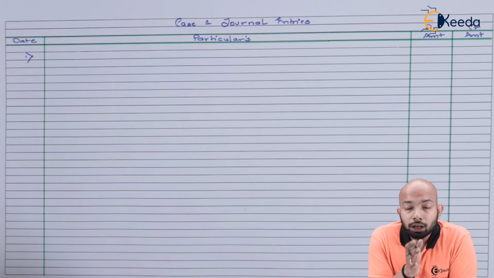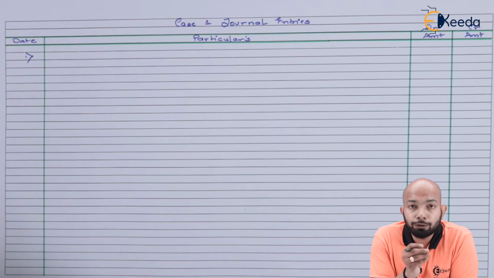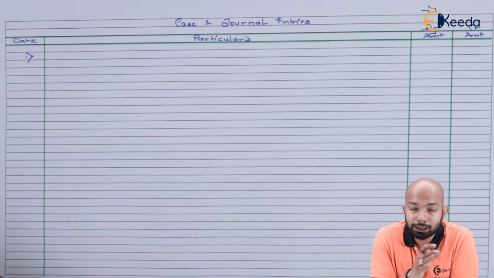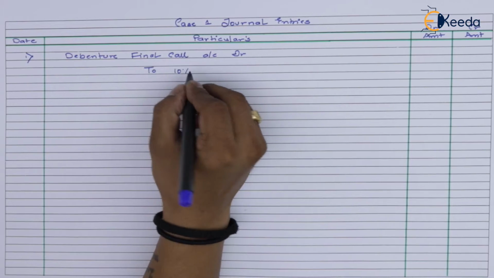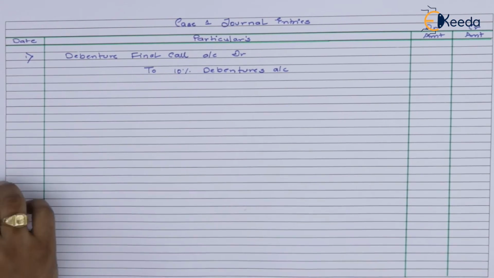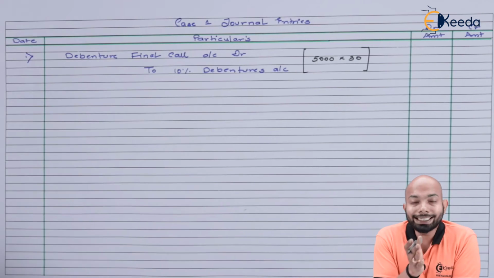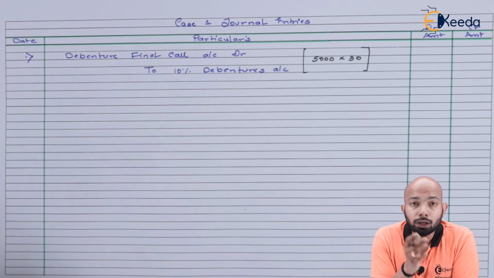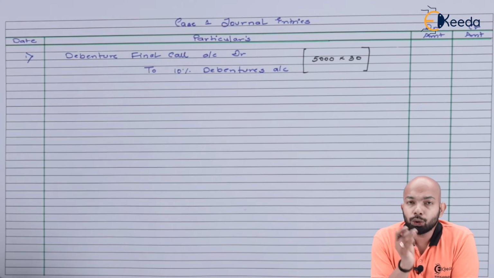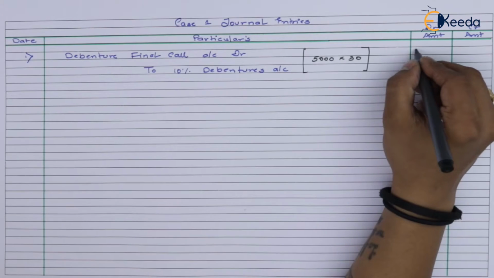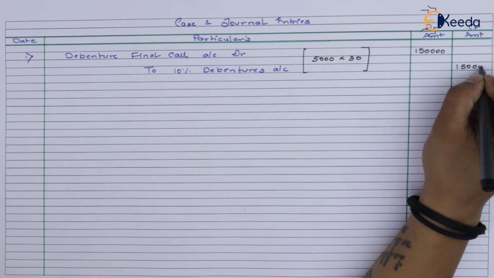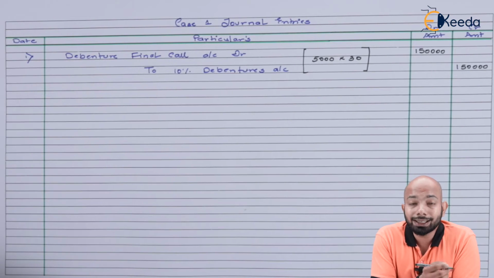Now, in case 1, we're required to pass the journal entries. So we'll first pass the final call due entry. Let's start with that. The entry will be 5,000 multiplied by 30 is the amount. Debenture final call account to debenture account will be the entry here. Let's mention the entry and the amount value. So the total amount of expectation here is 1,50,000. Let's mention the narration related to this entry.